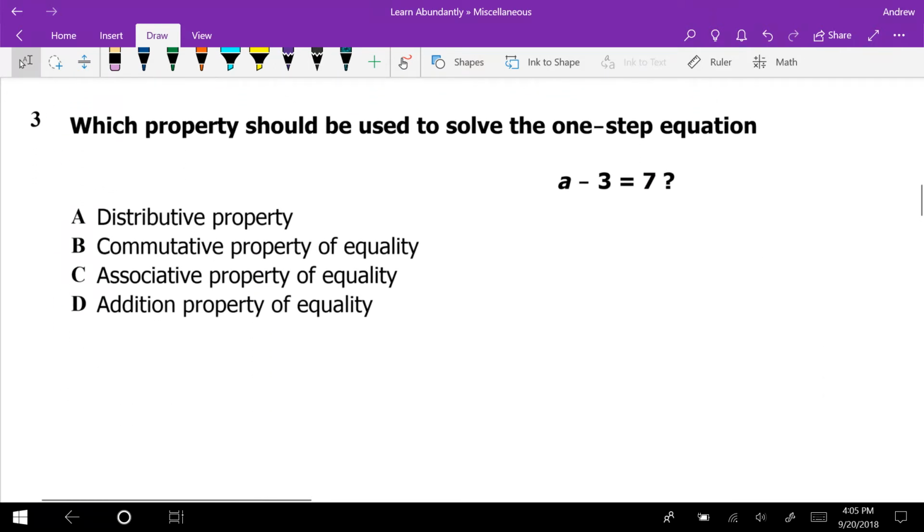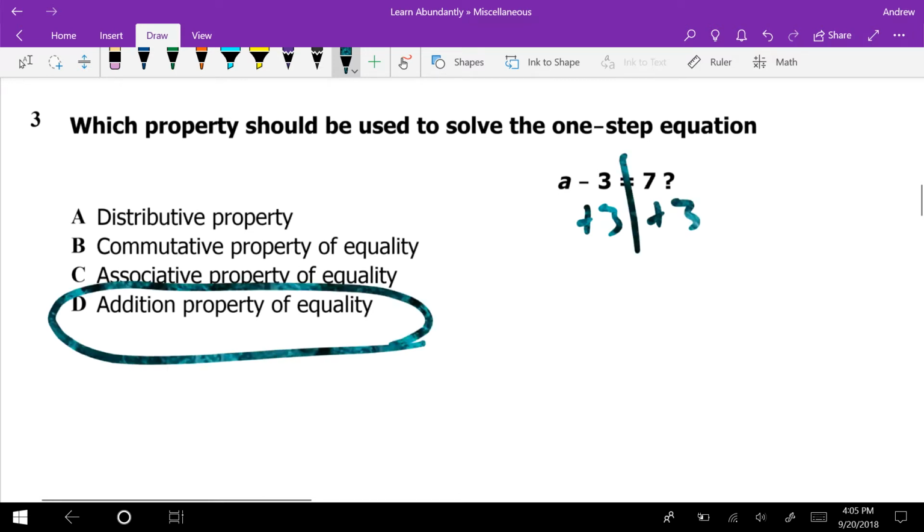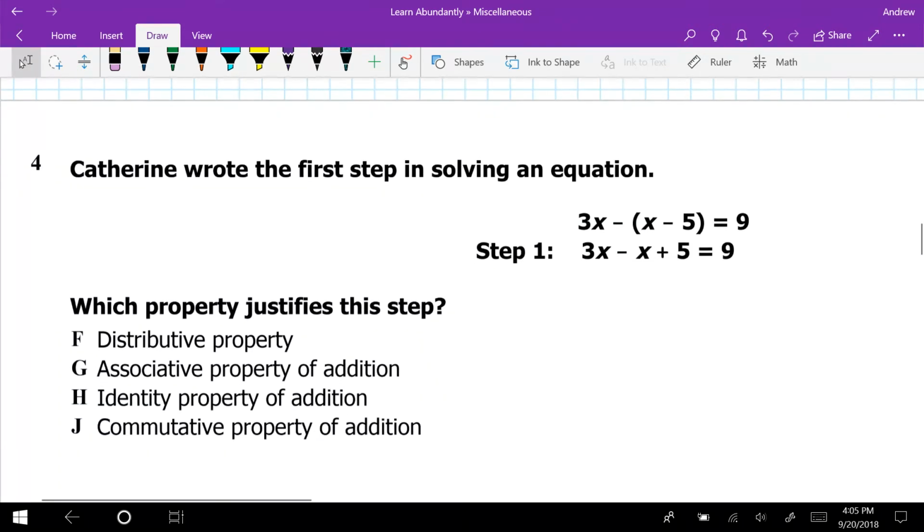Next up, which property should be used to solve this? Well, this is only a one-stepper. What's our one step to solve this equation? Add 3, right? It's going to be the additive property of equality. Straightforward?